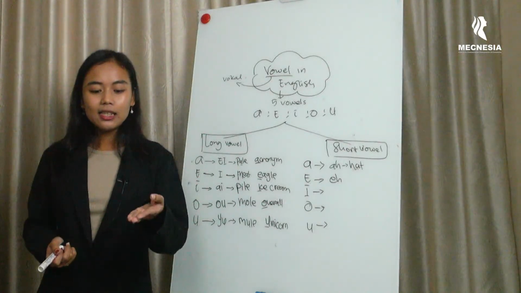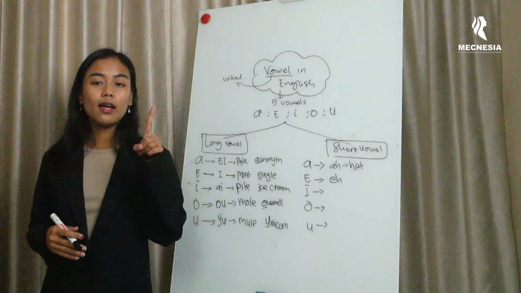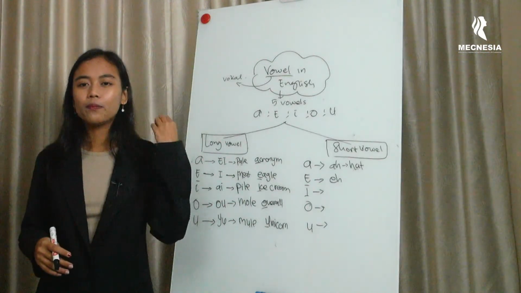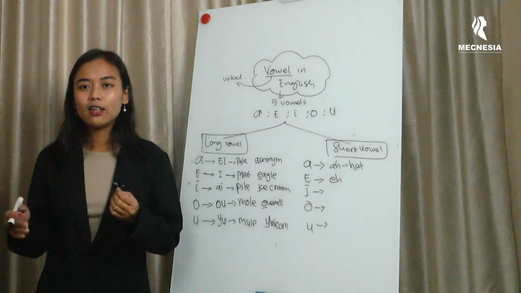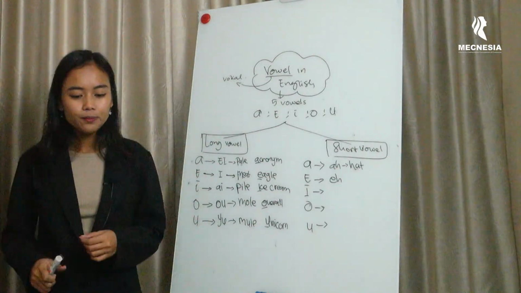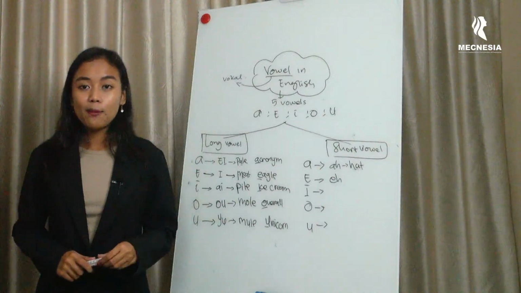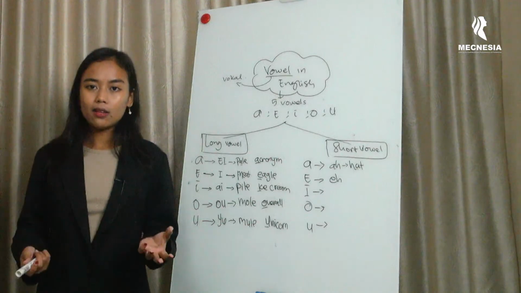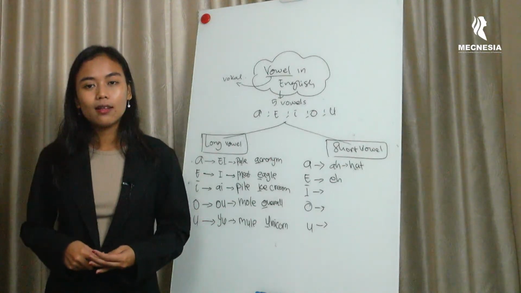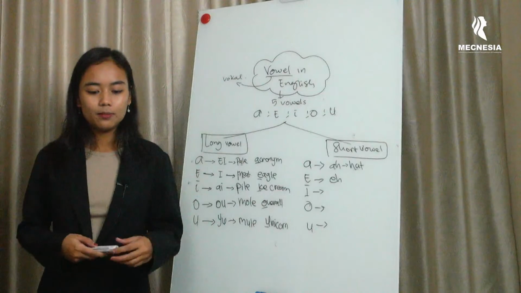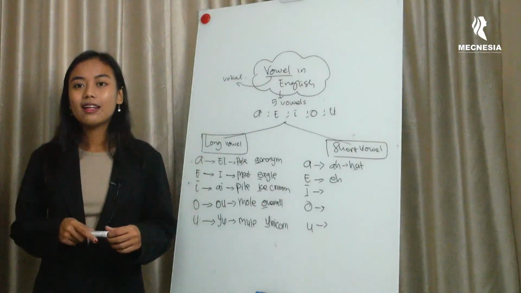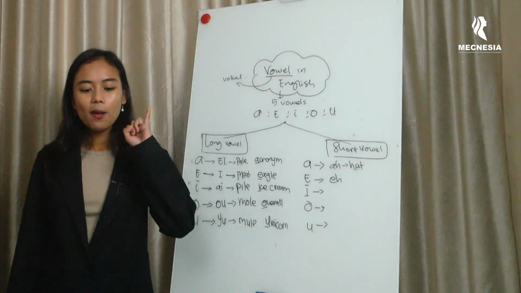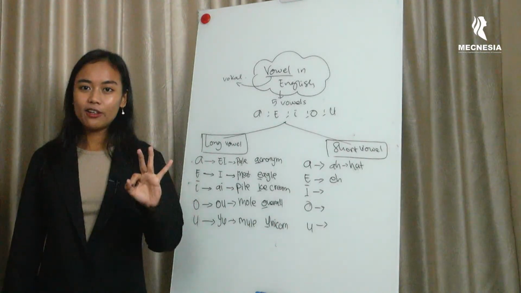It is when the E is followed by one or more consonant. Ketika huruf E-nya diikuti oleh satu atau lebih konsonan. Konsonan satu atau lebih. Seperti di kata bed. Melt. Letter. So we have bed, melt, letter.